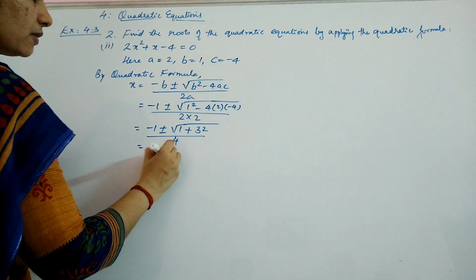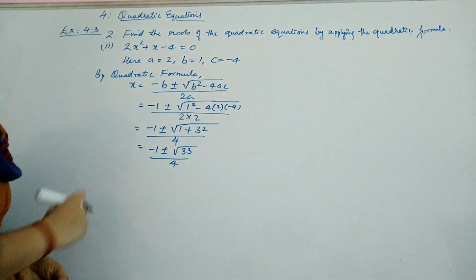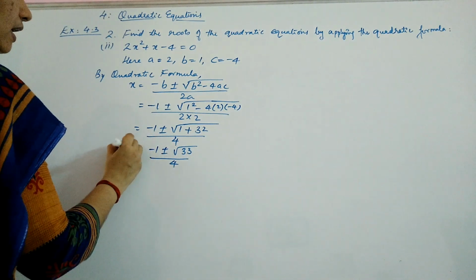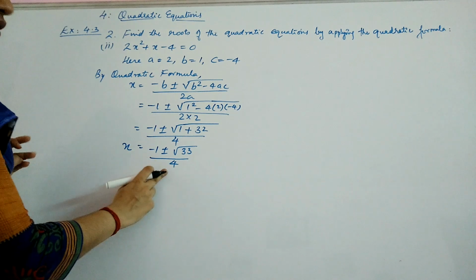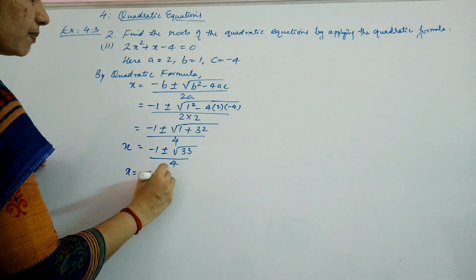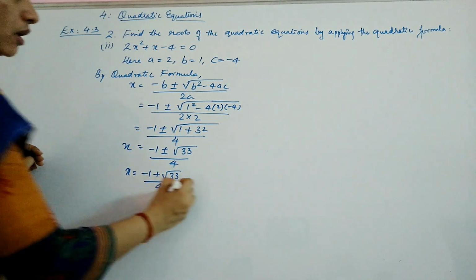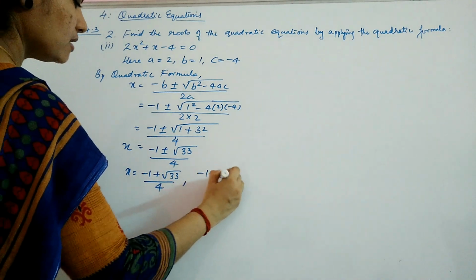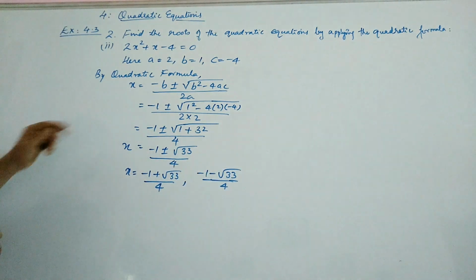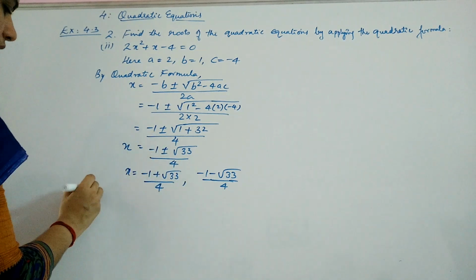Again equal to minus 1 plus or minus root 33, of which we cannot take out anything, so we are just placing it as root 33 itself. Now again, you are getting two values for x, which are x equal to either minus 1 plus root 33 by 4, or minus 1 minus root 33 by 4. We are just splitting a value. This contains two values, so we are just splitting it. So this is your answer.